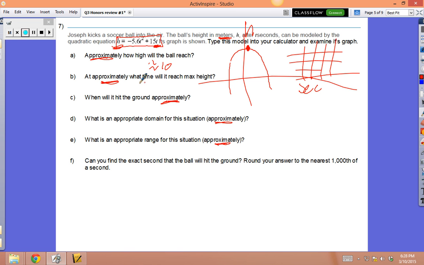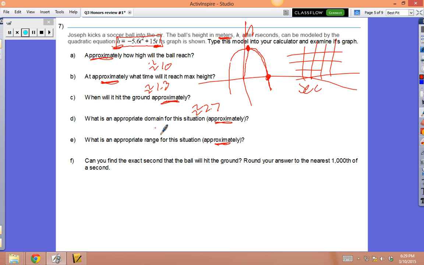When is it going to reach its max height? It's going to reach its max height somewhere between 1 and 2, so closer to 1.3-ish. When's it going to hit the ground? That's here. That's when the height is 0. So it leaves the foot at 0, and then it goes up, and then it comes back down. That happens at approximately 2.7 seconds.